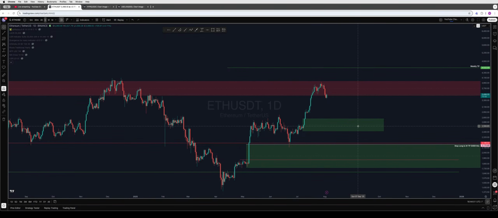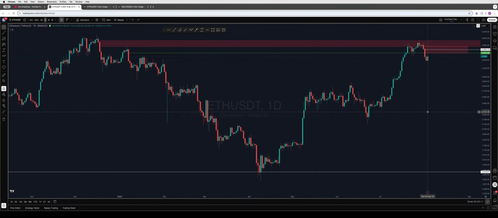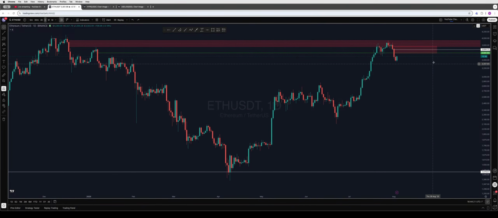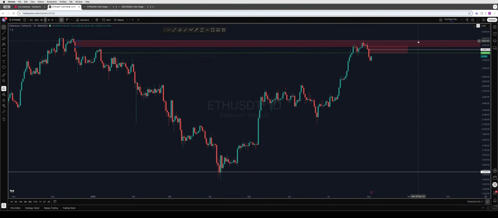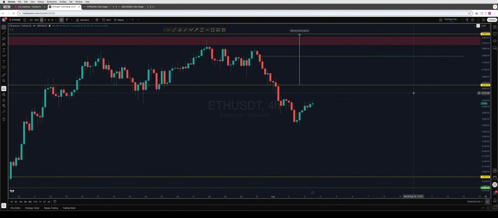If not, high time frame support is here, and then second is obviously the main weekly support down here. But I don't know, it still looks like ETH is holding well. It's still bullish. Let's see what we get. Daily, still again same daily resistance right here. We also have a local resistance right here, so this is what we have to get over on daily as well in order to be bullish.